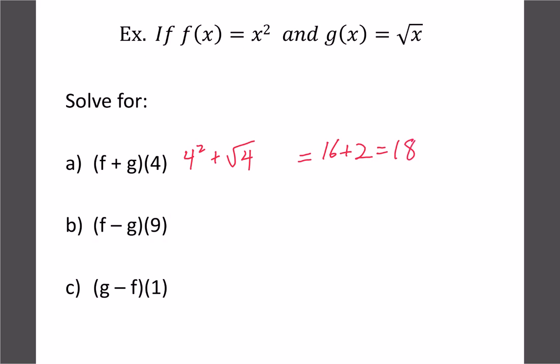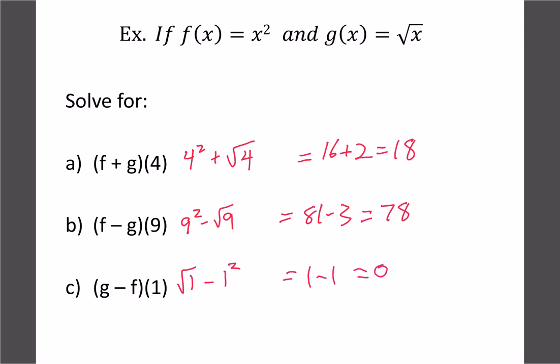Same thing if we subtract. So in this case, we're going to plug a 9 in. So we'd have 9 squared minus root 9. So that gives us 81 minus 3, which gives us 78. And our last one the other way around. So we're going to do root 1 minus 1 squared. So we get 1 minus 1, which would be 0.